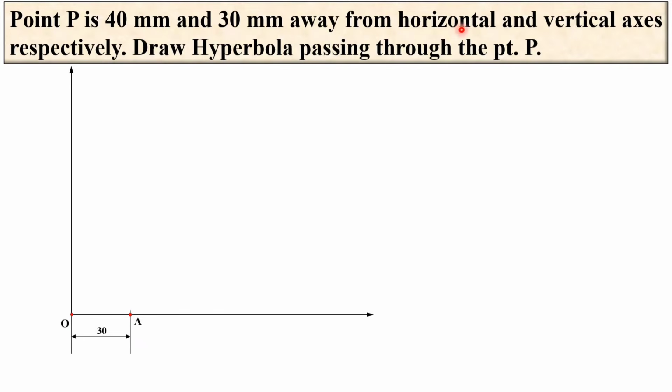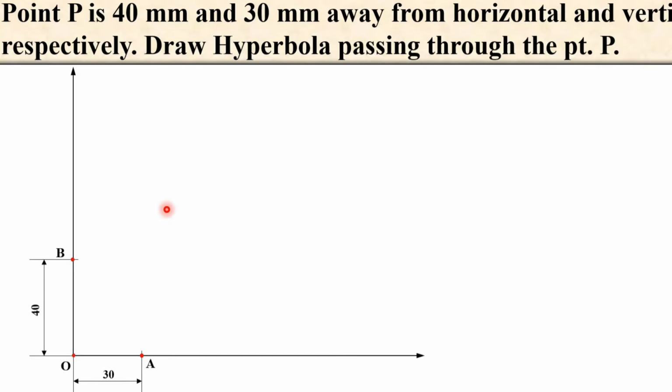Now 40 mm from the horizontal line. This is the horizontal axis, and from the horizontal axis a 40 mm distance. Here you can see this is the 40 mm distance, and let's say it is point B. It is mentioned in the description, so you should mention it in your drawing also. Now draw the horizontal line passing through this point B and the vertical line passing through this point A, and so you will get the location of the point P.